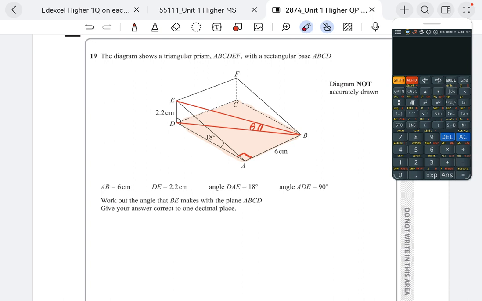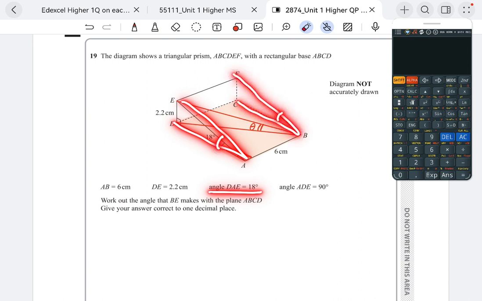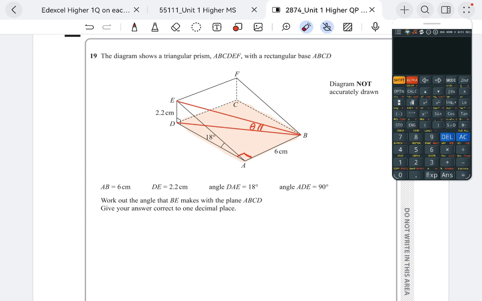You're given that AB is 6 centimeters, DE is 2.2 centimeters, and angle DAE is 18 degrees. So CBF is the same size, also 18 degrees. Even this one is 2.2, this is 6, and this is 6. You get my point? This is a prism.